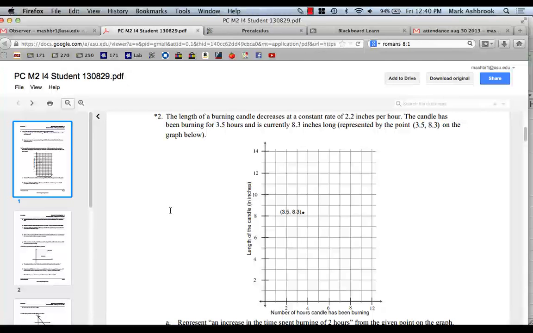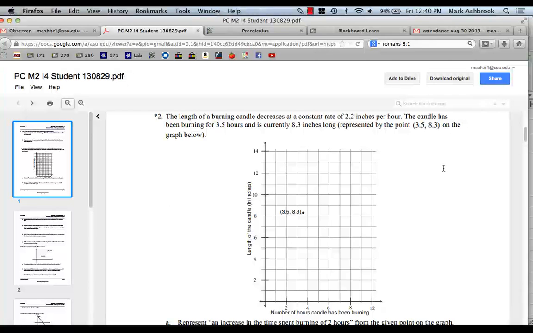So we note that it's burning at a constant rate of 2.2 inches per hour. And after 3.5 hours, the current length or height of the candle is 8.3 inches. All right, so we have constant rate of change. They're telling us it's constant rate of change, and it's 2.2 inches per hour.